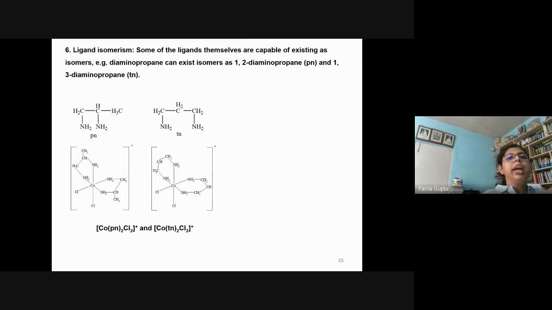Why is it called ligand isomerism? Because the isomerism roots from the ligand. Both the ligands are isomers within themselves, and then they actually form the ligand isomer in this case. So there are actually differences of stability, otherwise the molecular formula is the same.